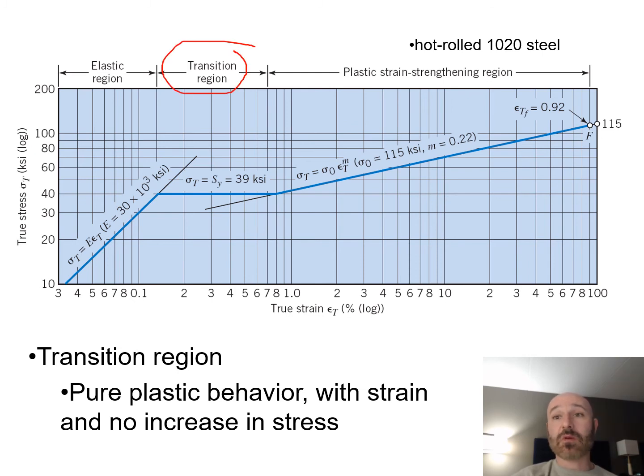And what we can see in our transition region right here is that our sigma sub T is equal to our S sub Y right there. So this stays right at that S sub Y, our yield strength. In this case, for our 1020 steel, this is 39 KSI. So this is pure plastic behavior in our transition region.